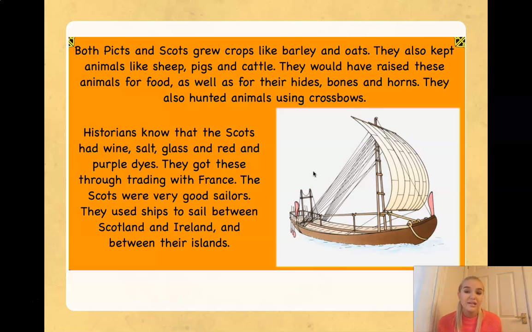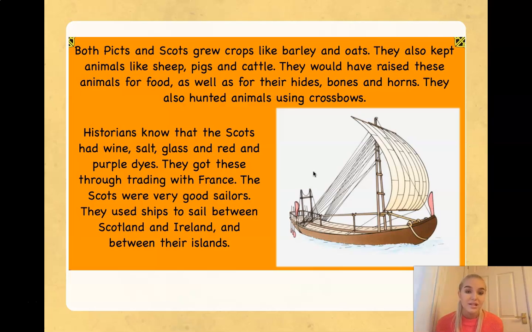Absolutely. They would have raised these animals, used them for food, as well as used them for their hides, bones and horns. What do you think hides are? Hides are a bit like skin, so sometimes on specific animals like cows, you can use the skin of a cow to make leather. So it's really, really a useful material, especially for the Picts and the Scots a long time ago. They would probably use the bones and the horns for weapons or making other things too. So these things were really, really useful to the Picts and the Scots.